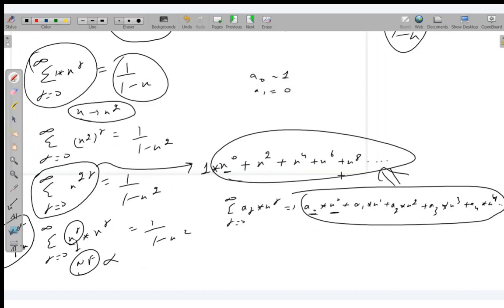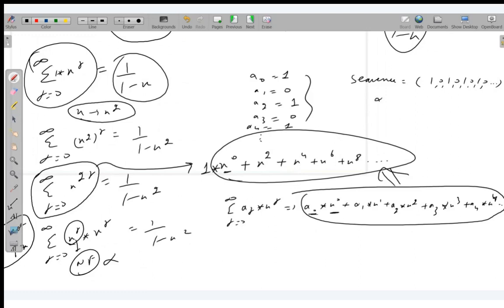I am just comparing. a2 into x power 2, and we have got x power 2 here, so a2 is 1, a3 is 0, a4 is 1, and so on. Now we have got the numeric function. What is it? 1 0 1 0 1 0 1 0, alternating. Let me write the sequence first: 1 0 1 0 1 0 1 0, and so on up to infinity.